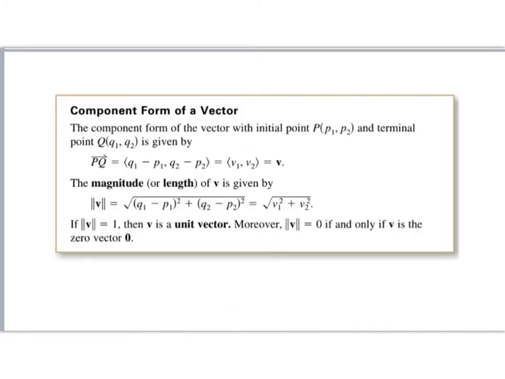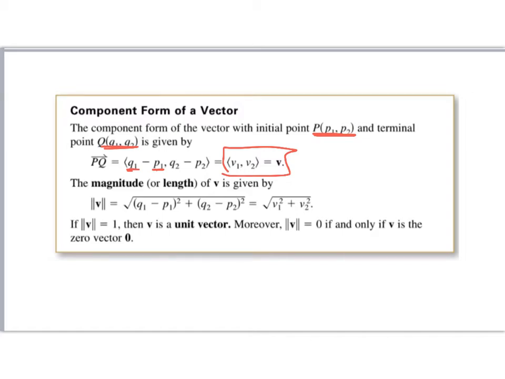Okay, let's talk about the components of a vector. For a vector, your initial point is always P, and your terminal point, where it ends, is Q. So when you look at a vector with an initial and a terminal point, you go from your terminal to your initial, so you just subtract them. That's going to give you your actual vector.